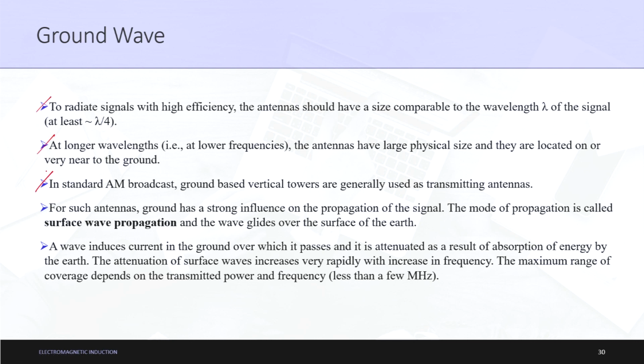These points were being discussed in the last lecture. Just to conclude, I will explain the last line again. A wave induces current in the ground over which it passes, and it is attenuated, as in a decrease in the strength, as a result of absorption of energy. Who absorbs the energy? The ground absorbs the energy. Absorption of energy by the earth.